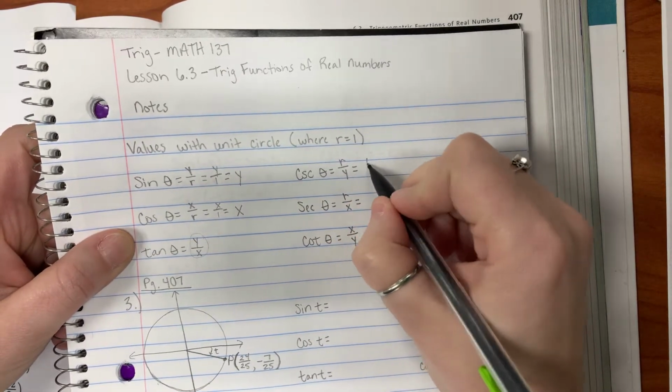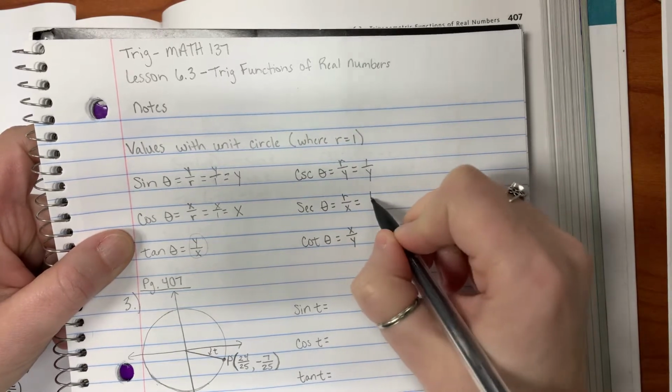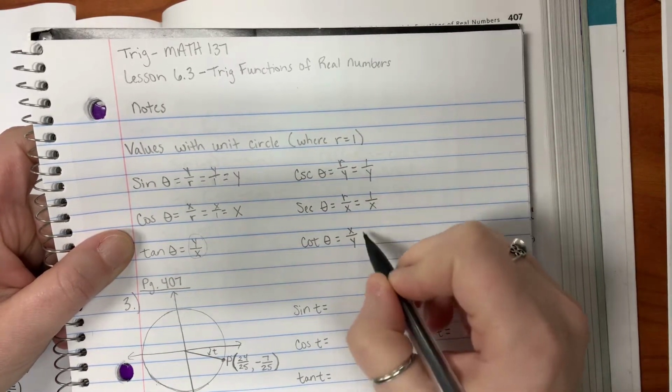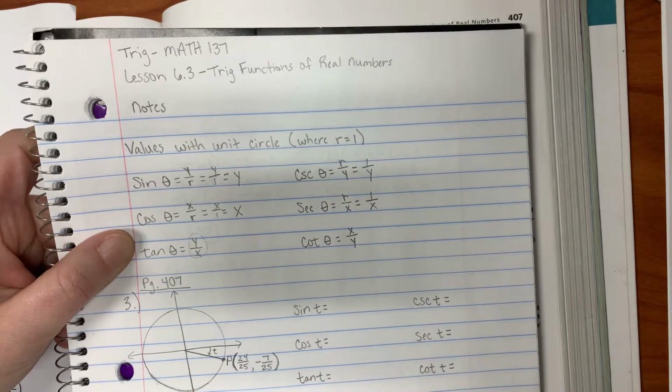All right, same thing for the opposite values here, those reciprocal values. This one would be 1 over y. This one would be 1 over x. And then you've got your x over y for your cotangent.